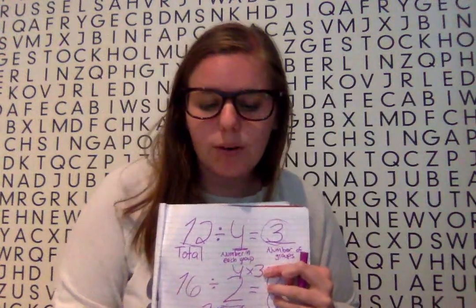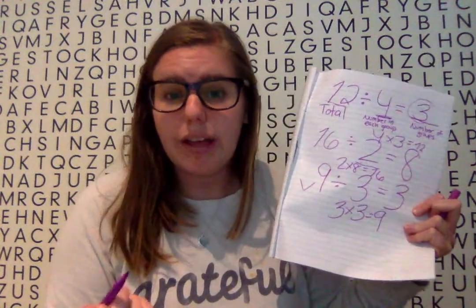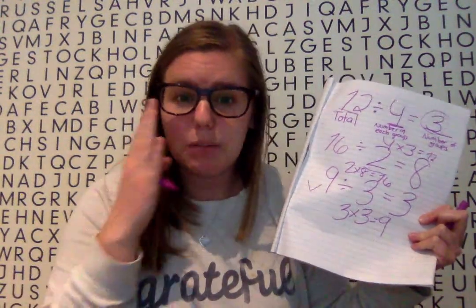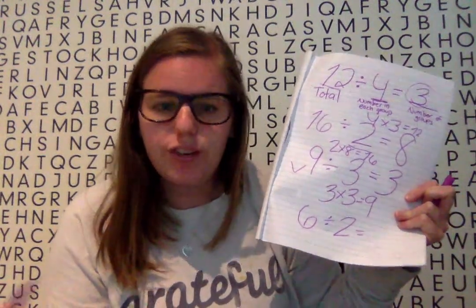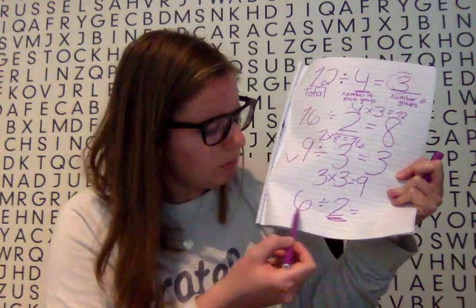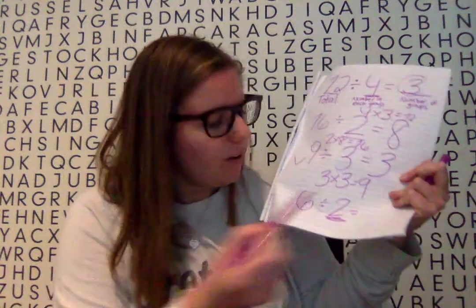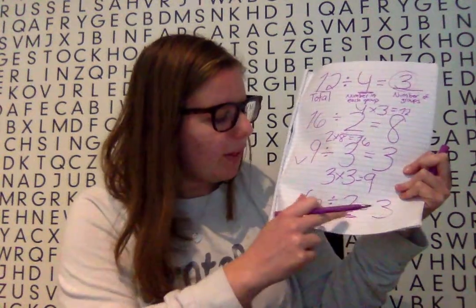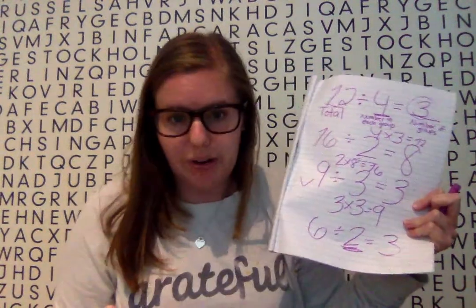So the counters are a really helpful way to learn. But once you know, it's kind of like figuring out the opposite of multiplication. So if we want to look at something like 6 divided by 2, we can look at our multiplication tables and figure out what times 2 gives us 6. And then we can figure out 3. We know that 3 times 2 is 6. So 6 divided by 2 is 3.